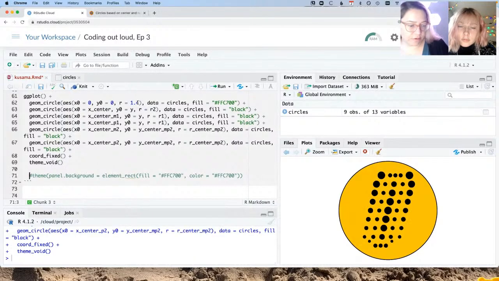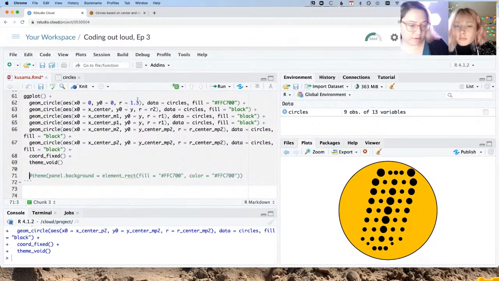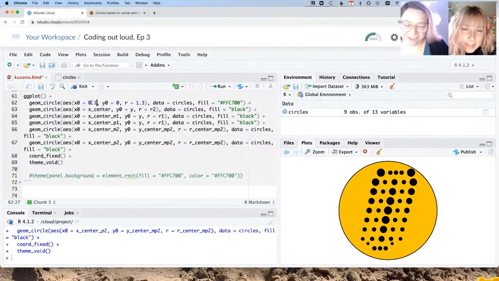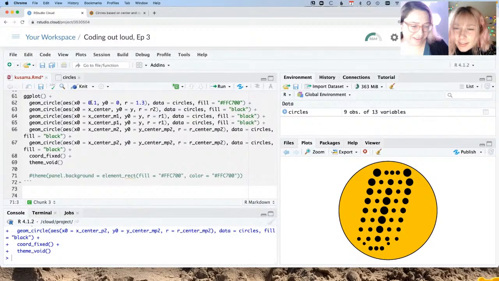1.4, maybe 1.3. I think we just need to shift the coordinates a little bit up and to the right. Does that look better or not? I think it looks better.